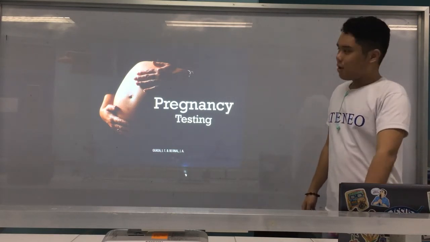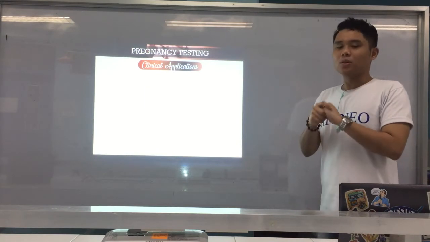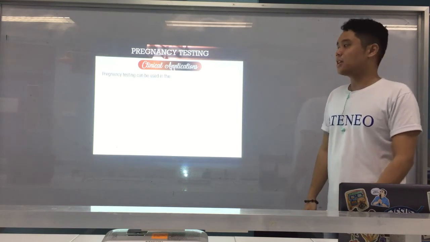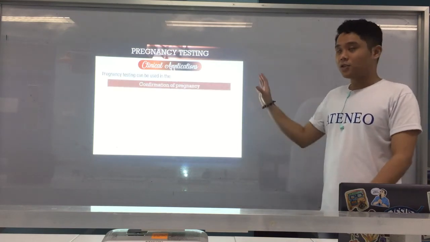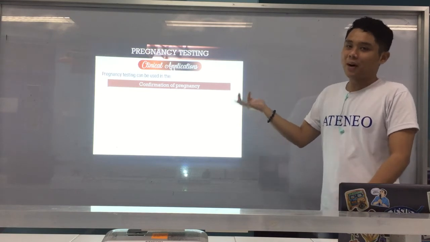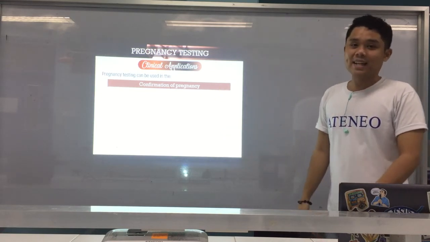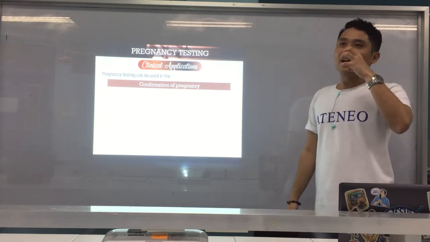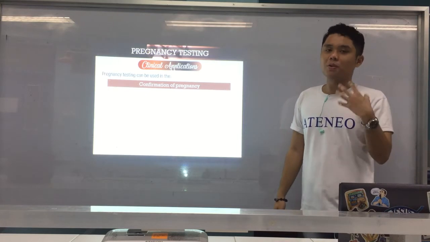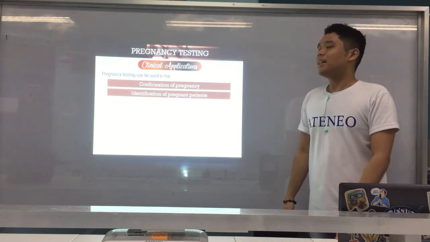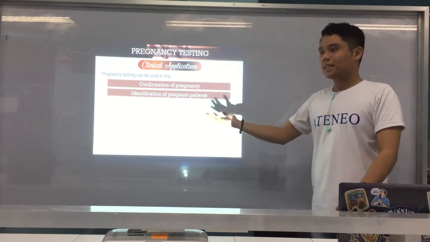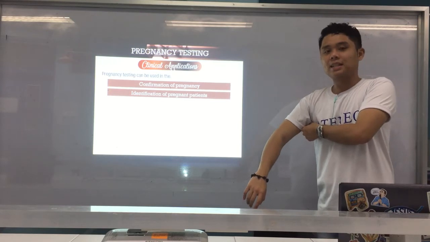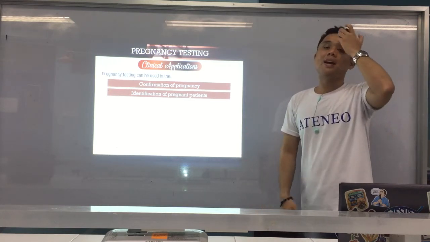Okay? All right. So for pregnancy testing, we'll start with the importance or the applications in the clinical setting. It can be used in the following situations. Number one is, of course, no need to think: pregnancy testing is for confirmation of pregnancy. If you want to confirm if someone is pregnant, of course, you perform pregnancy testing. Identification also of pregnant patients, which is quite the same as the first situation or first reason why we are performing pregnancy testing. So we also want to identify pregnant patients, okay?